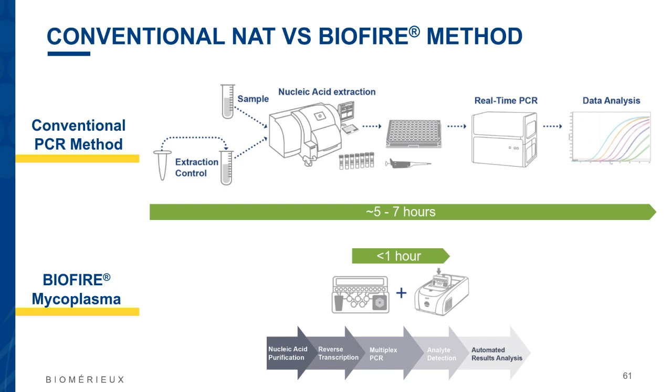So when we compare the BioFire method versus the conventional nucleic acid testing, you see this is a conventional PCR method. You have your sample, you have the extraction controls, you have different instruments that are used. So the nucleic acid extraction system or the reagents, pipetting, or using some automates also in 96-well microtube plates. This goes into the real-time PCR, and then you have all this data analysis that needs to be performed. And this can take 5 to 7 hours.